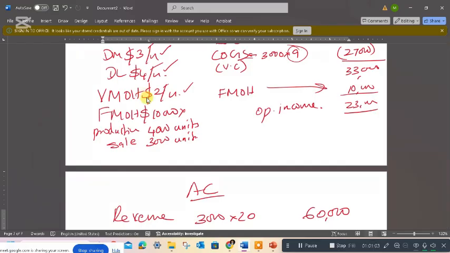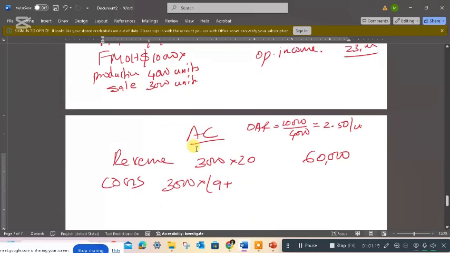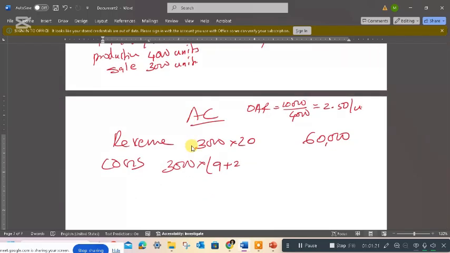So here let me simplify and assume an overhead application rate. I am assuming $10,000 for 4,000 units. You manufacture 4,000, right? 10,000 divided by 4,000, I assume the application rate as 2.5 per unit. So based on that, fixed manufacturing overhead is also included here. 3,000 into 9 plus 2.5. How much is that? 34,500.